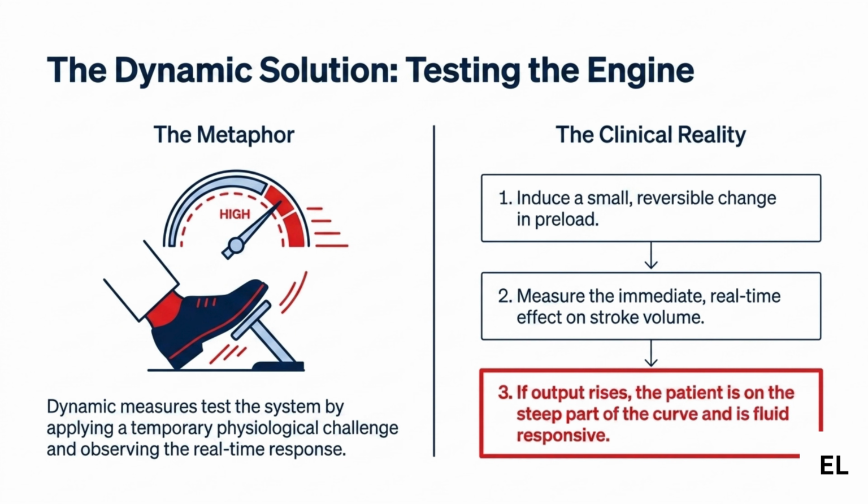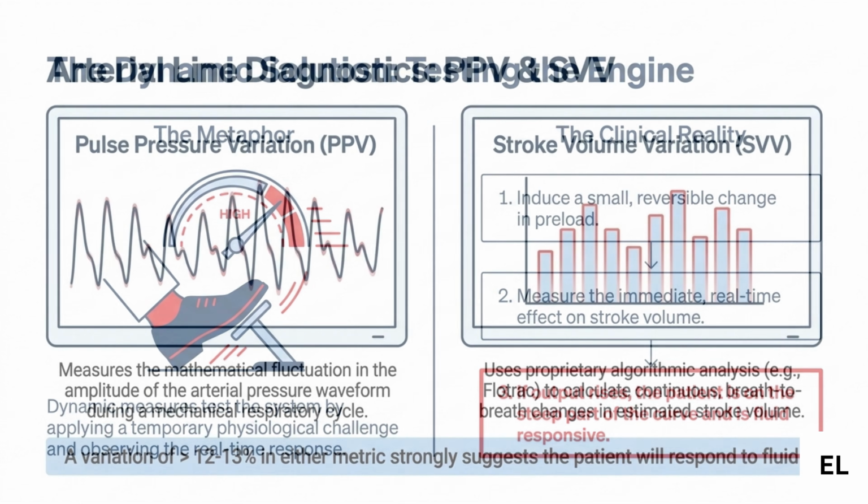This approach is similar to testing an engine rather than simply checking the fuel gauge. The process involves inducing a temporary physiological challenge, measuring the real-time hemodynamic response, and determining whether cardiac output increases. If stroke volume rises significantly, the patient is likely positioned on the steep portion of the Frank-Starling curve and is considered fluid responsive. This strategy provides a more accurate and clinically relevant assessment of fluid requirements.